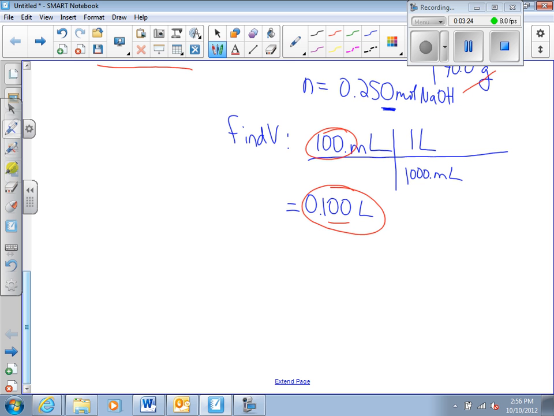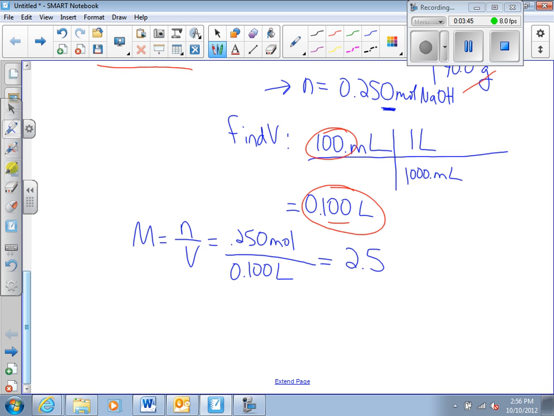So now we can just plug into our equation. M is n over V. And we found our moles up here, 0.250 moles, and 0.100 liters. That comes out to 2.50 molar. We put a capital M. We don't write moles per liter anymore. We put in a capital M for moles per liter. And then we write the chemical that we're talking about. So this would be a 2.50 molar sodium hydroxide solution. That's a pretty concentrated sodium hydroxide solution, actually.